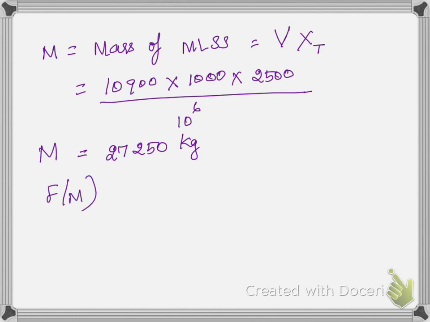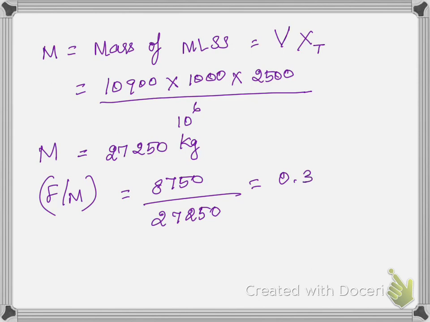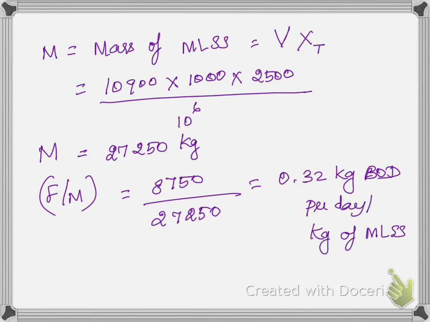So what is asked of us? We have to determine our F by M ratio. F by M we have determined separately. So that is 8750 divided by 27250, which gives me 0.32 kg BOD per day per kg of MLSS. Finish.